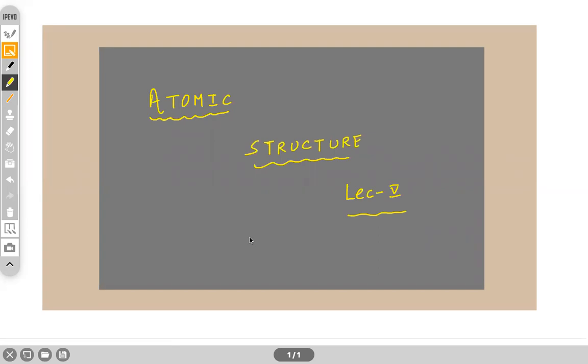So I think the last class we have discussed electronic configuration, Hund's rule we have discussed. Yes or no? Tell me the last thing that we discussed last class. Where, sir, we stopped? Yes, subshells. Hund's rule.